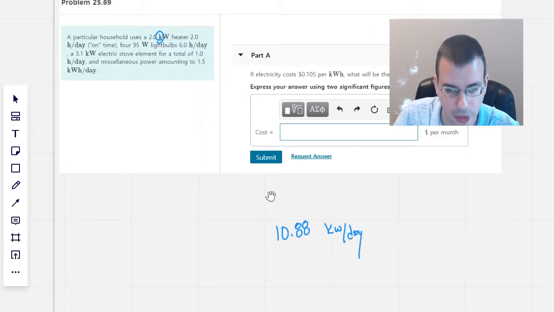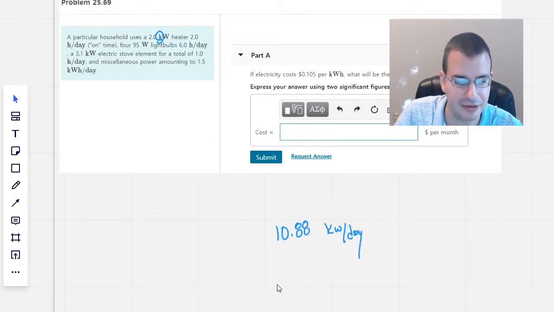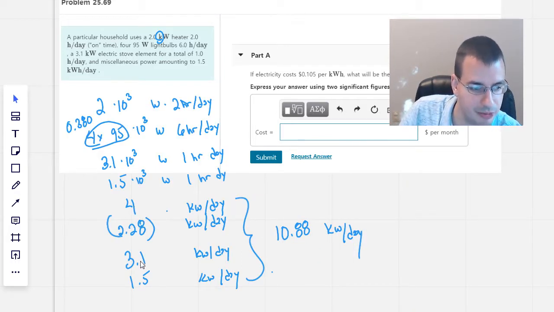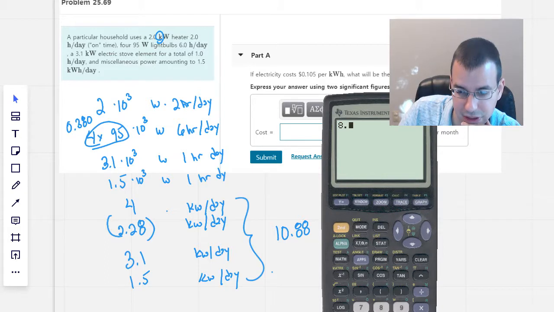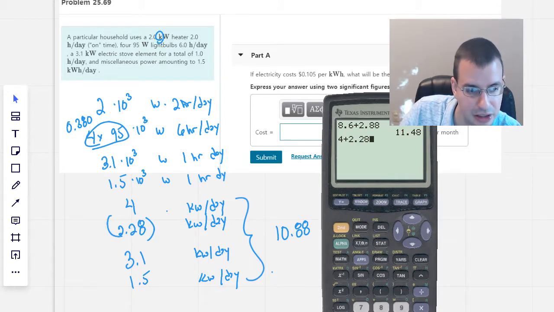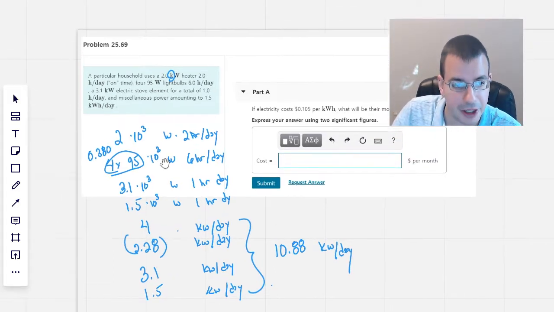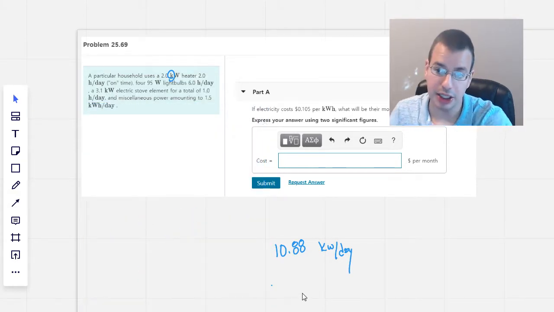The last part that we care about right here, I feel bad about getting rid of all that. So let's see here: 4, 7.1, 8.6, 8.6 plus 2.28. So 4 plus 2.28 plus 3.1 plus 1.5 is 10.88. Okay, I probably did something wrong with my math in my head, but yeah, 10.88. I'm good at this. So we have 10.88 kilowatt hours per day.